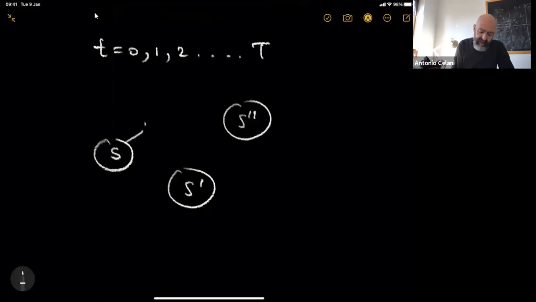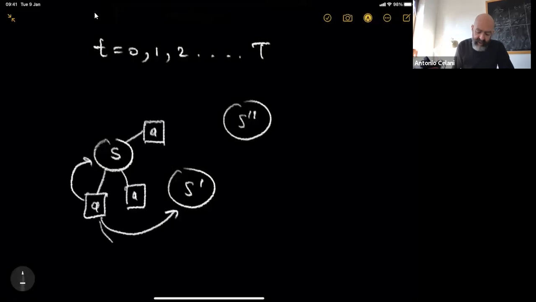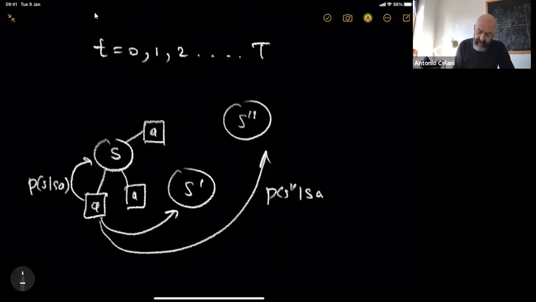And then from each state you can pick one among many actions. So these are all actions that are accessible from state S, and each of these actions can send you either back to state S or to some other state with different probabilities. So you usually write this as the probability of going from S to S given A, the probability of going to S second from S and A, and this would be the probability of going to S prime.